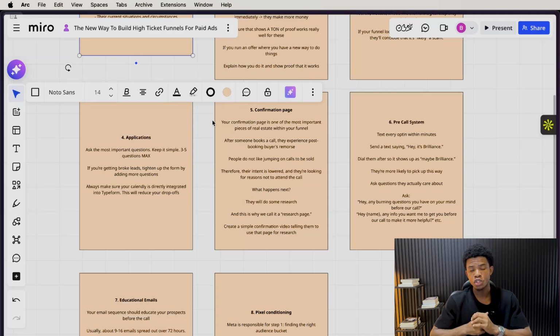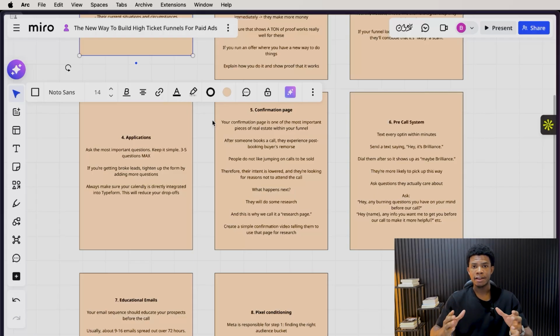Now, the next step is going to be your pre-call system. You need to text every opt-in within minutes of them booking in the call, right? When you text them, you just need to send them a simple message like, hey, this is Brilliance. And the reason you do that is with the iPhone, when you text someone that you don't have their contact and they don't have your contact, it's more than likely to go to spam.